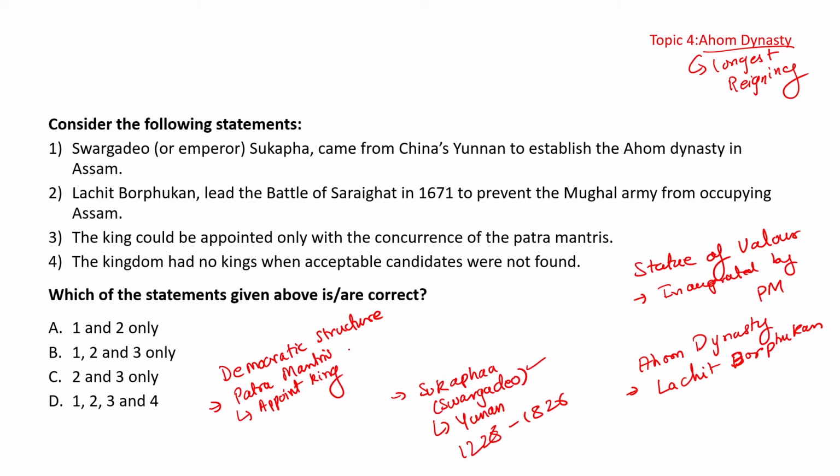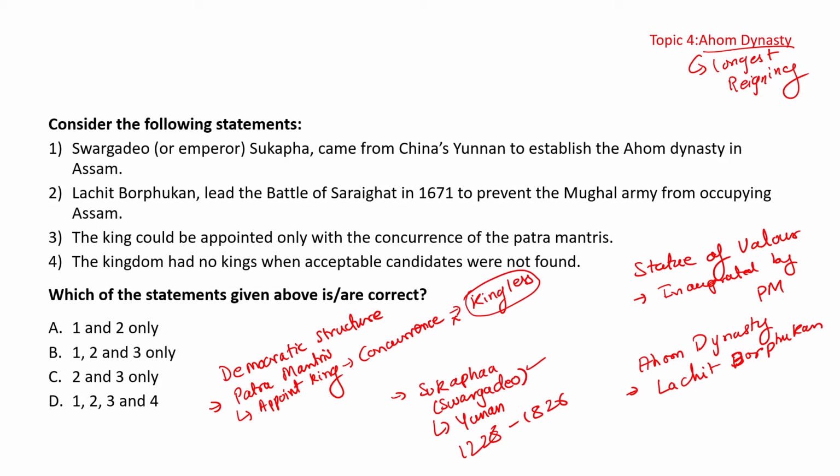Alright, appoint a king through concurrence, and if the concurrence was not achieved, the kingdom will remain kingless. And there have been periods when the kingdom has been kingless.